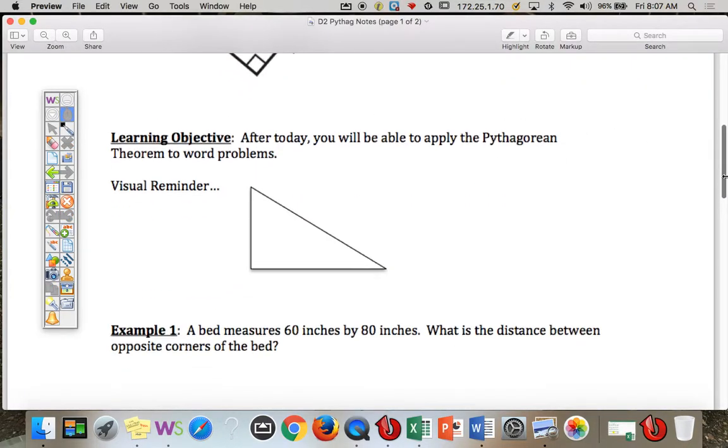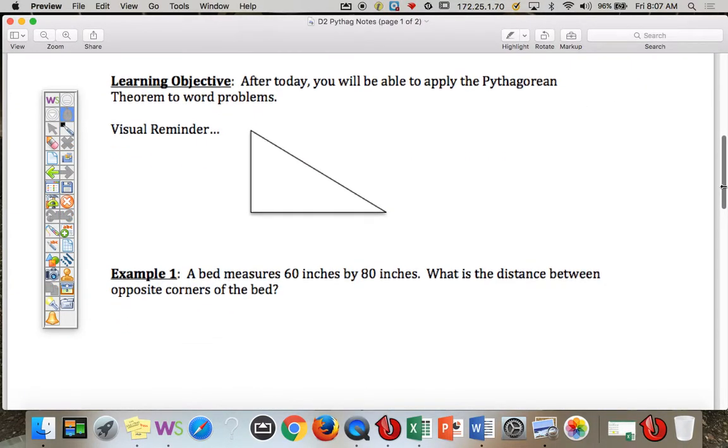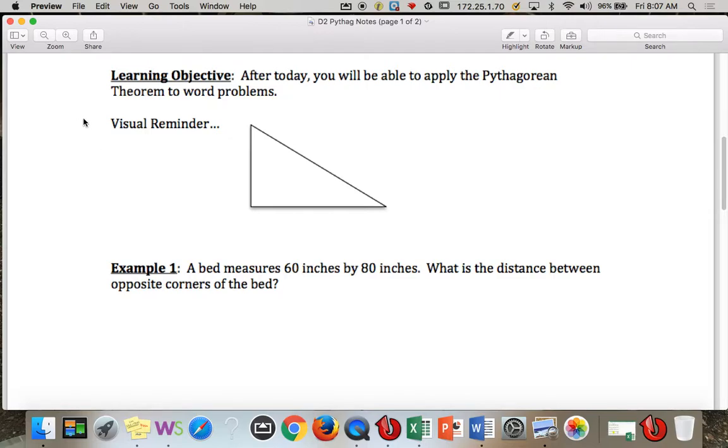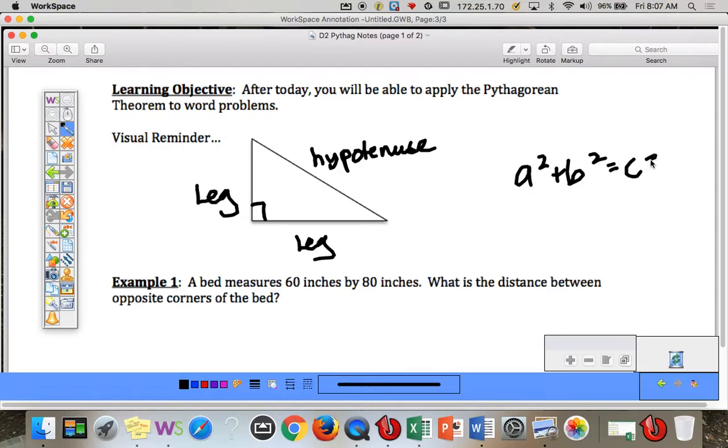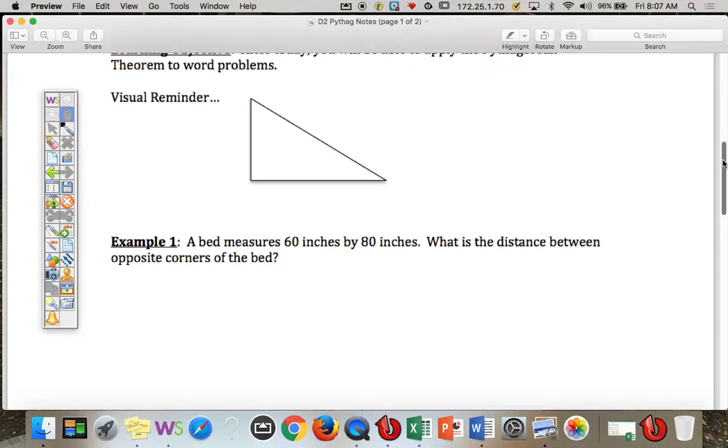So our learning goal today, after today, you'll be able to apply the Pythagorean theorem to word problems. Just a visual reminder, in a right triangle, the hypotenuse is always across from the 90-degree angle. And the other two smaller sides are called the legs. And a squared plus b squared equals c squared, where c is the hypotenuse. A and b can be switched in any order. They're the two smaller sides. So let's take a look at word problems today.